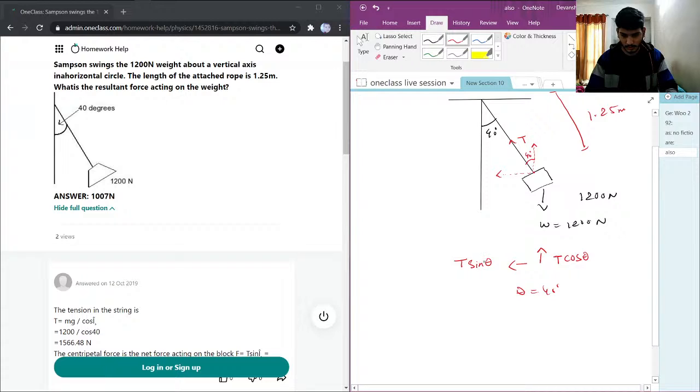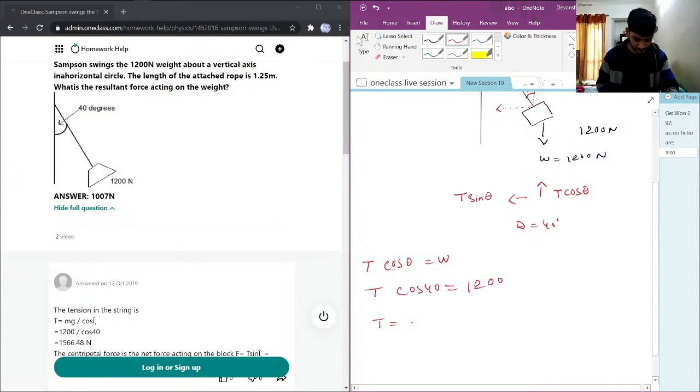So what I need to do is first calculate T. T cos theta will be equal to the weight. Resolving for the vertical direction, T cos theta equals W. T cos 40 will be 1200. So T will be 1200 divided by cos 40, which is 1566.48.